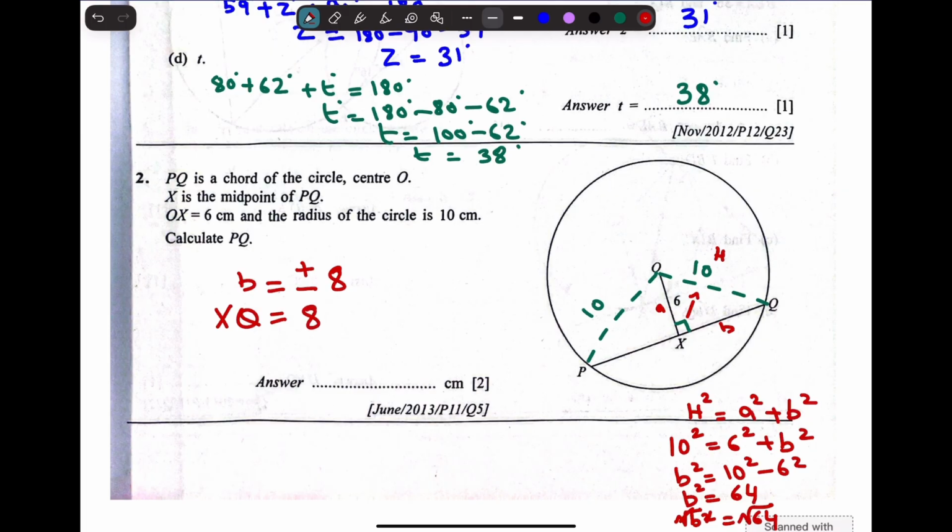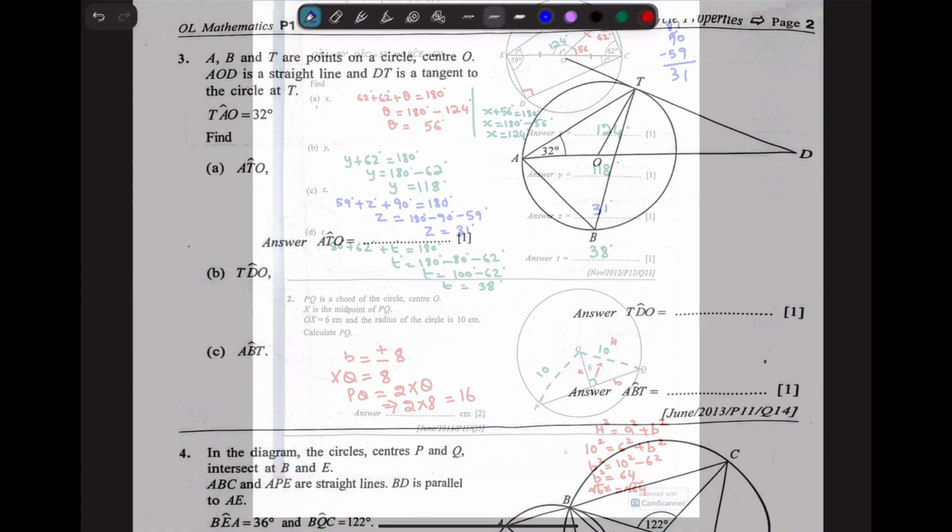And we know that since X is the midpoint of the line PQ, and we know what XQ is, we're just going to double it. So PQ is 2 times XQ, so 2 into 8, which gives 16 as the answer. Okay, so PQ is equals to 16.